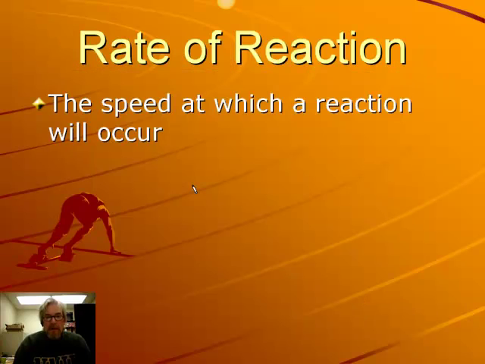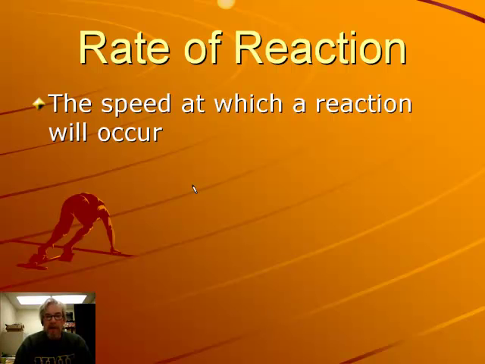Today we start a series of videos on chemical kinetics, which is the study of the factors that determine how quickly reactions occur. Some reactions occur slowly, some occur quickly, and up to this point we haven't talked much about how fast they go, just what happens during chemical reactions.